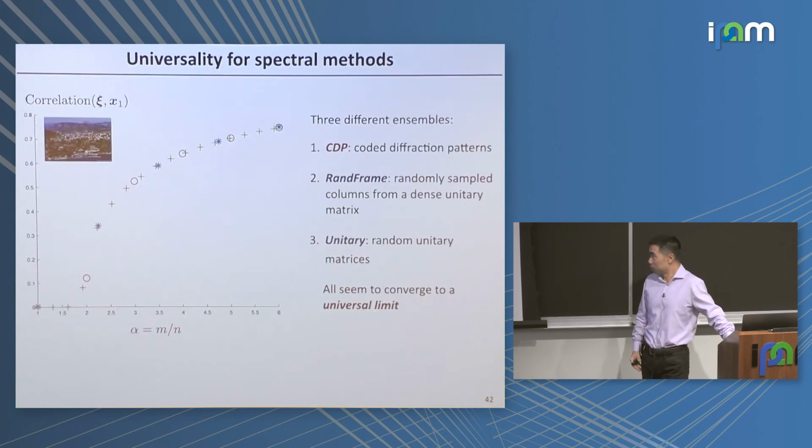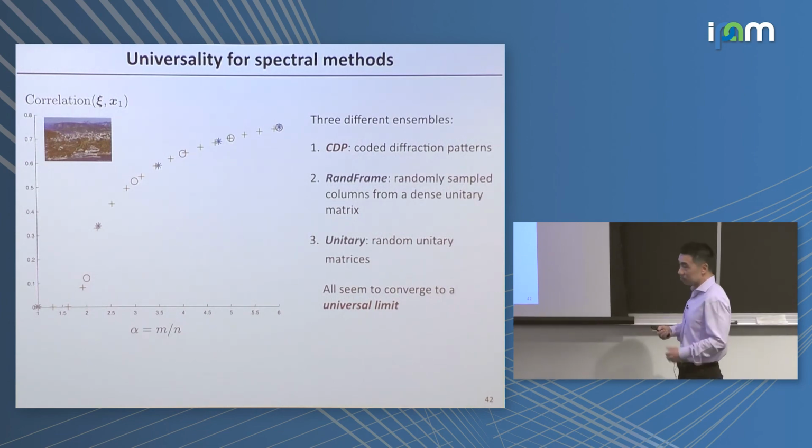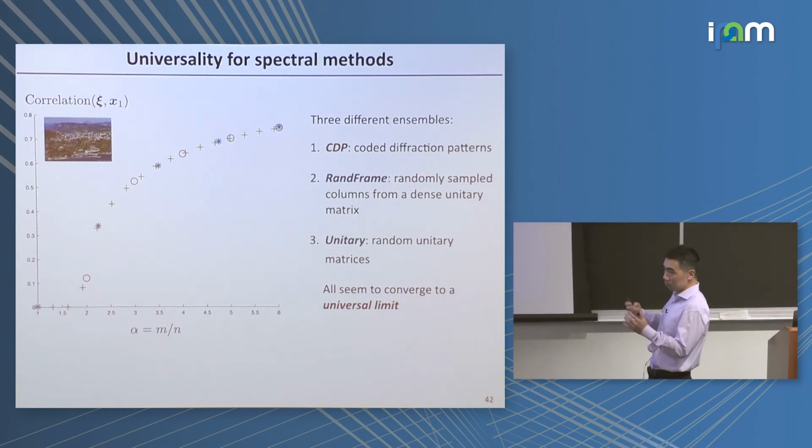The way we approach it is to exploit, without proving, universality. So you can see that CDP is one particular ensemble of matrices, but we can test two additional ensembles. One is the so-called random frame ensemble. You start with a dense unitary matrix, for example the DCT matrix, and then you randomly subsample the columns to form the same aspect ratio as the CDP. The third ensemble is unitary: you form a random Haar matrix, and then you pick the first n columns, and you do the experiment. You will see that they follow the same curve.